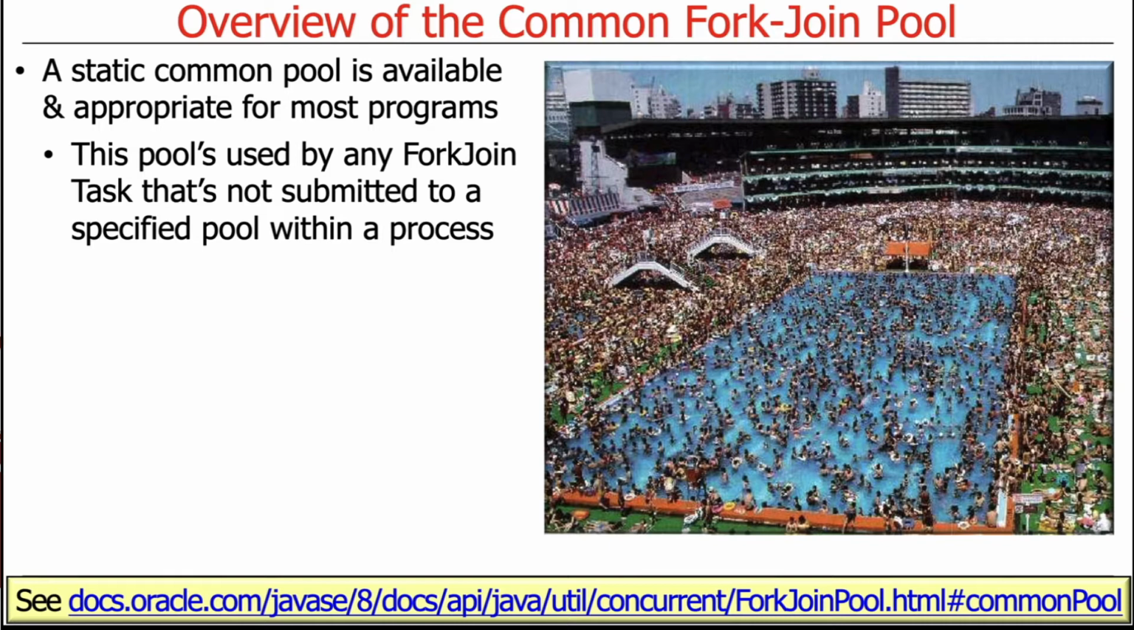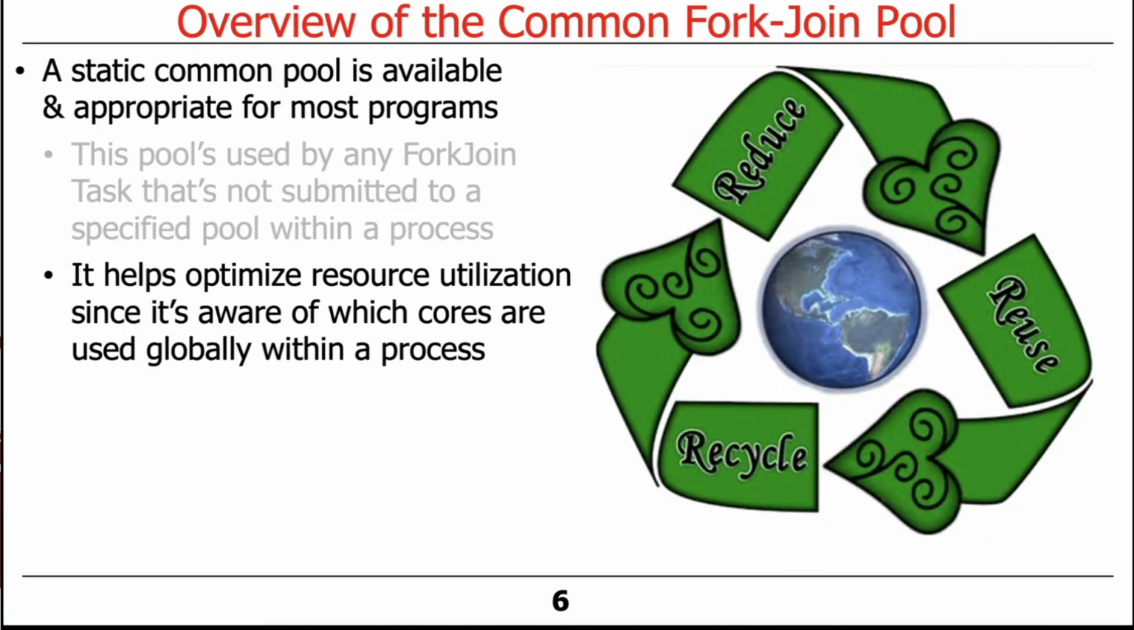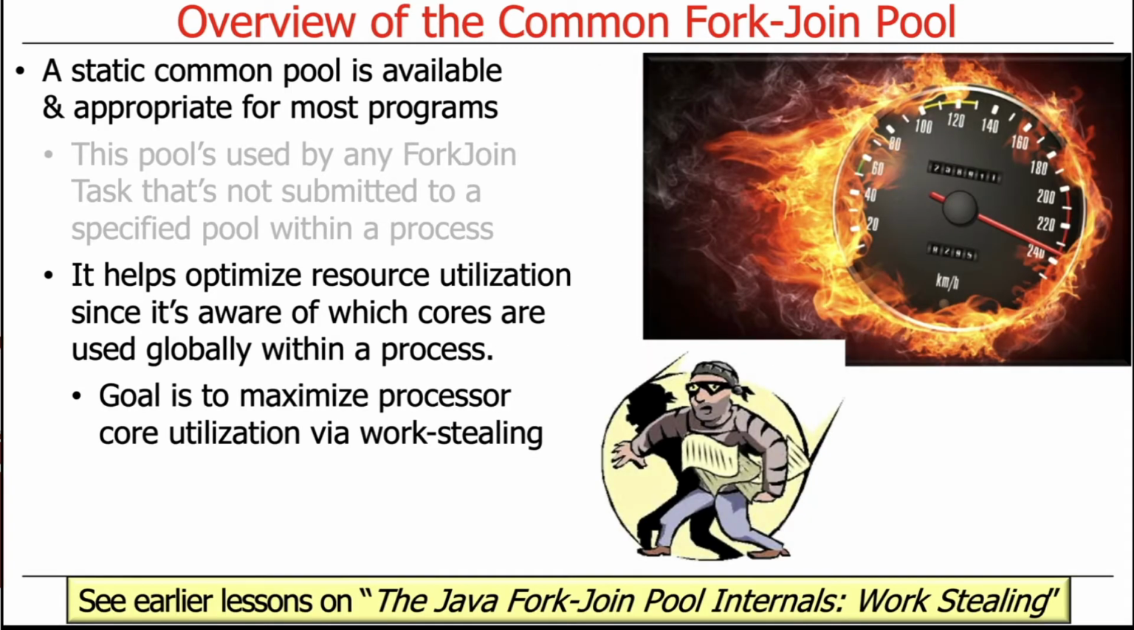This is a great picture of a common pool, obviously from days before COVID, but this is a good example of trying to put everything into one pool. The reason to put everything into one pool, or at least the reason to have the option of putting everything into one pool, is to optimize resource utilization, since this one and only pool can be aware of which cores are used globally within a process. And the goal is to maximize processor core utilization by work stealing.